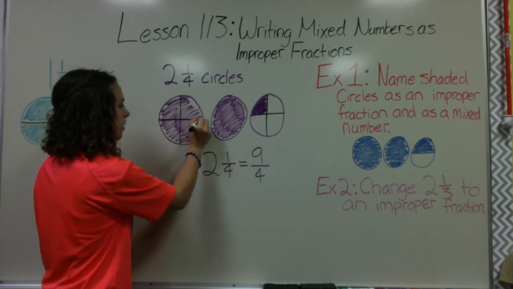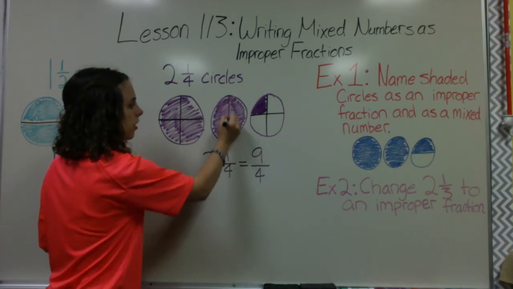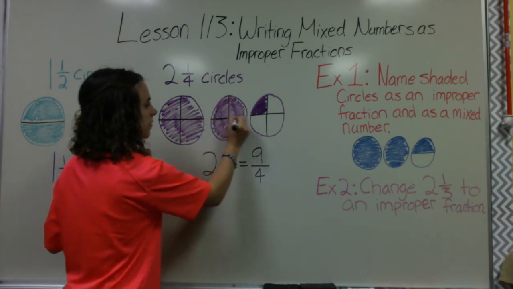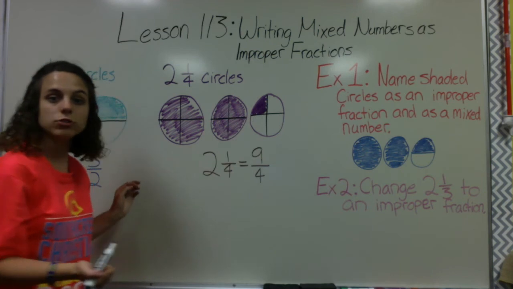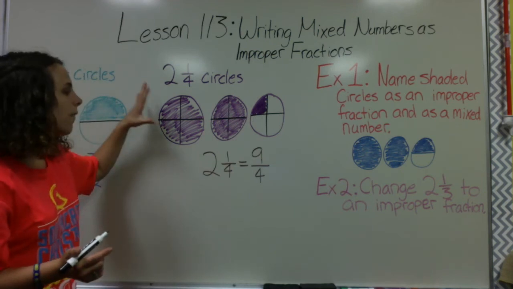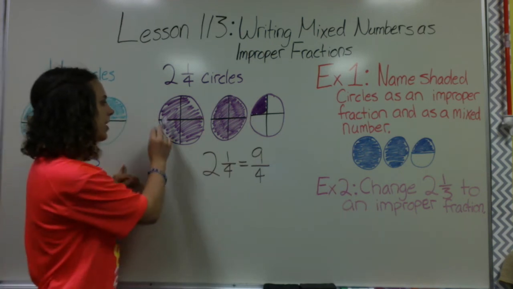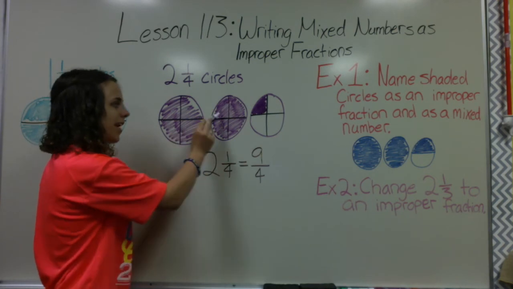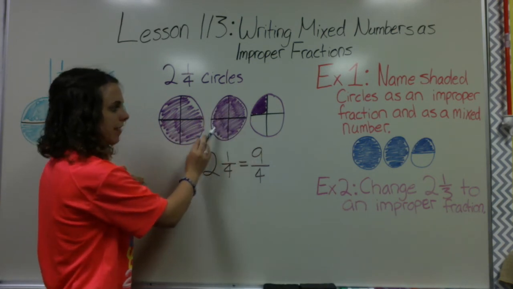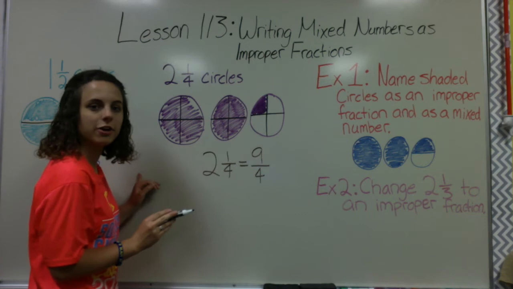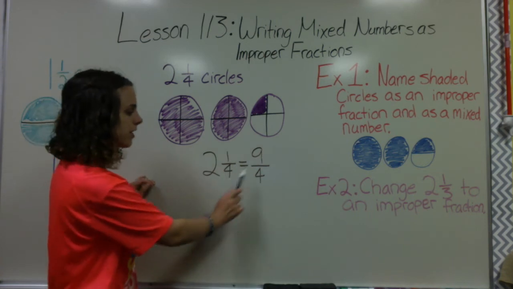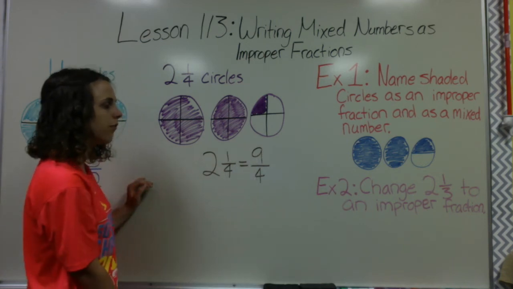1, 2, 3, 4, and 1, 2, 3, 4. Then I can count what my improper fraction is. I have 1, 2, 3, 4 fourths, 5 fourths, 6 fourths, 7 fourths, 8 fourths, 9 fourths that are shaded. Therefore, 2 1/4 equals 9/4.